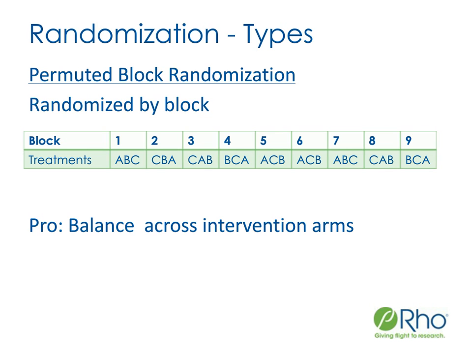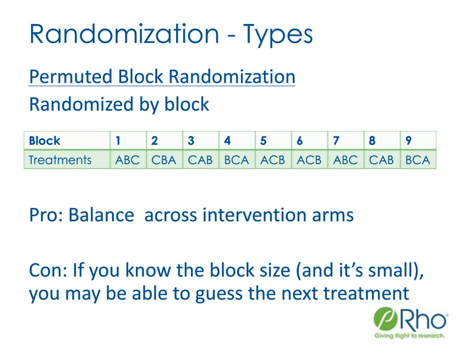However, if you know the block size, you could guess the next treatment. For instance, if you know you are randomizing the 9th subject tomorrow in the above design with a block size of 3 and the subject you randomized yesterday was in group C and the subject randomized today was in group A, then you can deduce that the next subject will be randomized to group B.